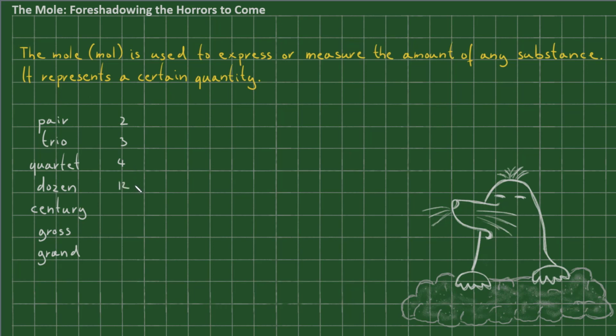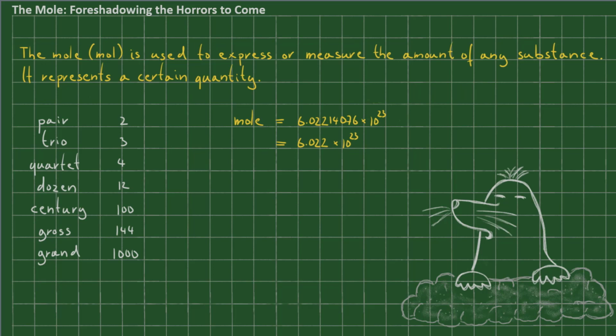If I talk about a century, I'm talking about 100 of something. A gross represents 144, and a grand represents 1,000. In a similar fashion, a mole represents a number. The main difference is that the mole represents a rather large and cumbersome number.